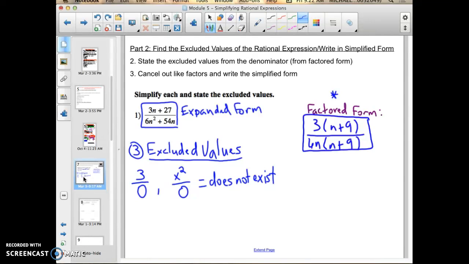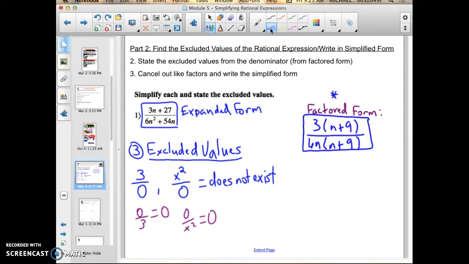In this case, I have 2 factors that exist in factored form in the denominator, and I only care about the denominator because if you had 0 in the numerator, 0 divided by 3, that just equals 0. That's fine. Or 0 divided by x squared, that also just equals 0. So 0 in the numerator is totally fine, but 0 in the denominator doesn't work. So I need to consider what makes my denominator 0.